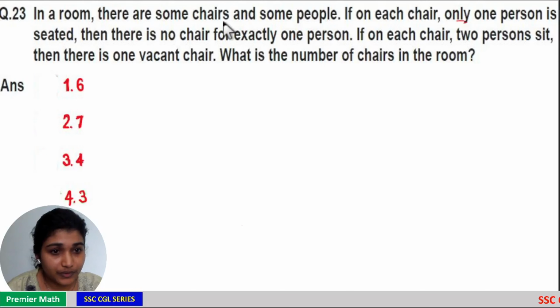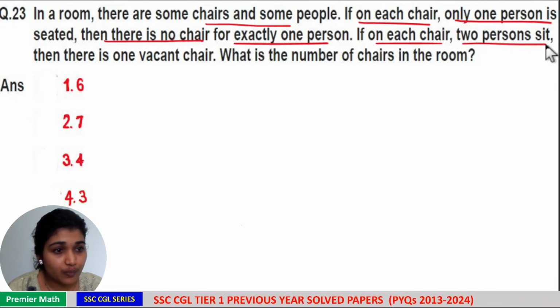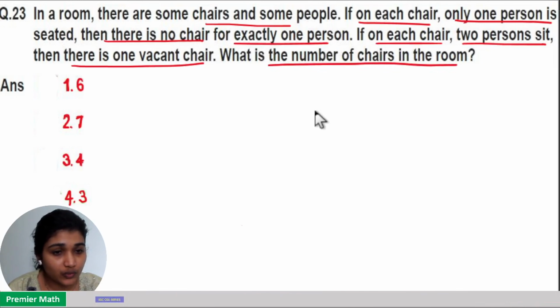In a room, there are some chairs and some people. If on each chair only one person is seated, then there is no chair for exactly one person. If on each chair two persons sit, then there is one vacant chair. What is the number of chairs in the room? Here consider total number of chairs as C and total number of people as P.